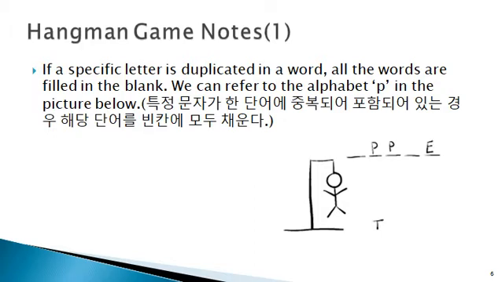There are some notes to play Hangman Game. So let's talk about Hangman Game notes. Note 1. If a specific letter is duplicated in a word, all the letters are filled in the blanks. We can refer to the alphabet P in the picture below.